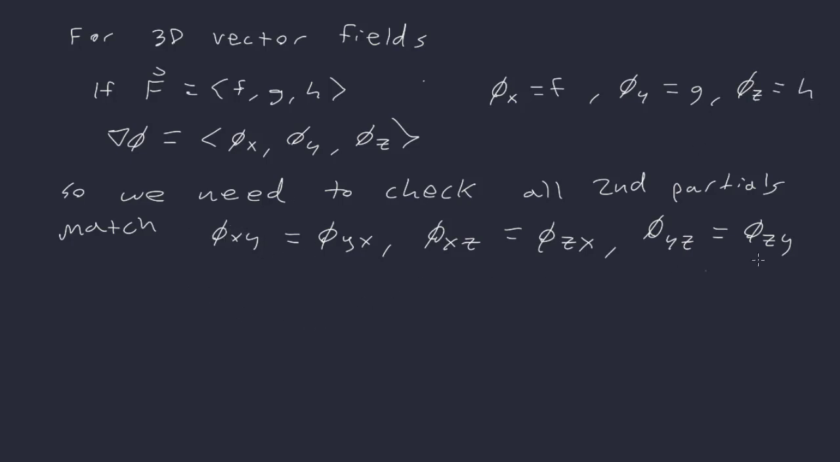So here what we're basically saying is, well, phi sub x is f, and phi sub y is g. So we have the same thing here. The f sub y is equal to g sub x. Here, the phi sub x is f. So we need to check that f sub z is equal to, well, phi sub z is h. So we need to check that f sub z is equal to h sub x. And finally here, phi sub y is g, and phi sub z is h. So we need to check that g sub z is equal to h sub y.